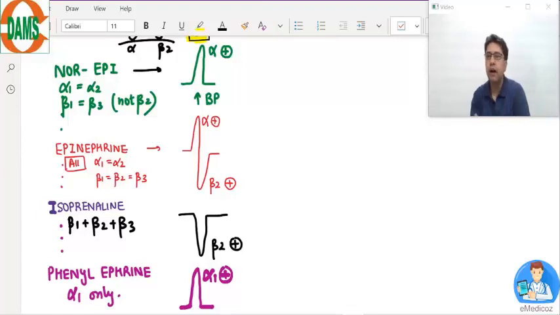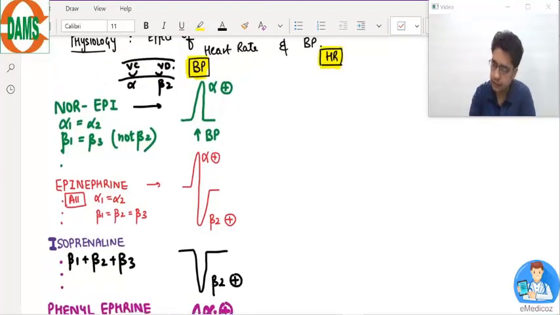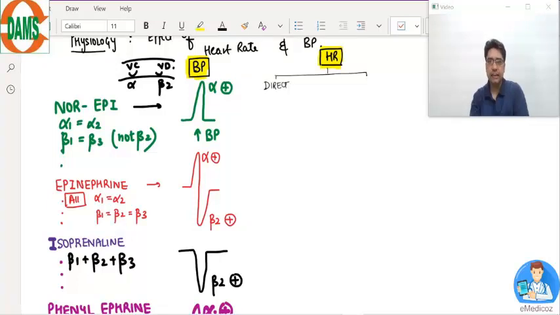Now, let's come to heart rate. If you talk about heart rate, there are two types. One is direct heart rate, because of which receptor stimulation? Beta 1 stimulation. And we know that beta 1 increases heart rate.